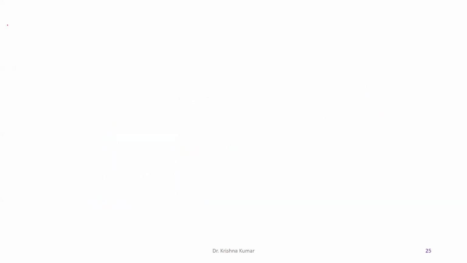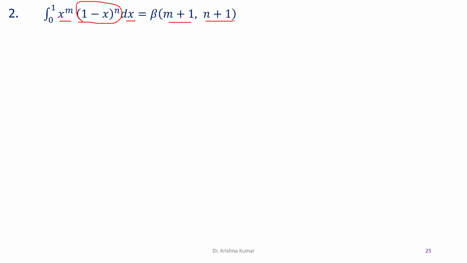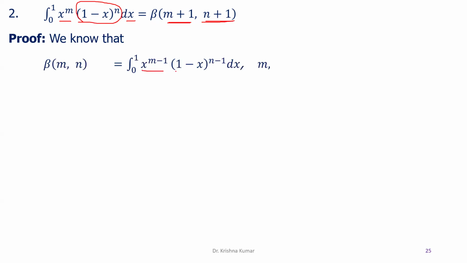Let us take the second property of the beta function. The integration under the limit 0 to 1 of x to the power m into (1 minus x) whole to the power n with respect to x is equal to beta of m plus 1, n plus 1. We know that beta of m, n is equal to the integration of x to the power m minus 1 in bracket 1 minus x whole to the power n minus 1 under the limit 0 to 1 with respect to x, where m and n are any positive numbers.